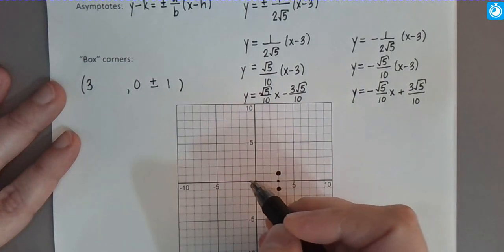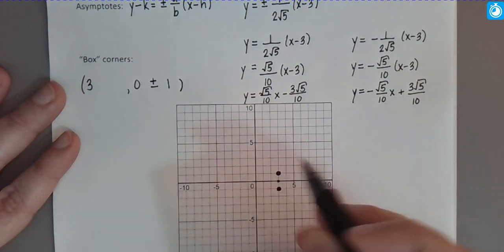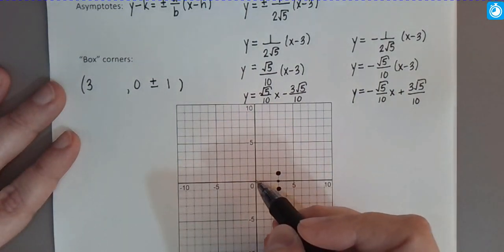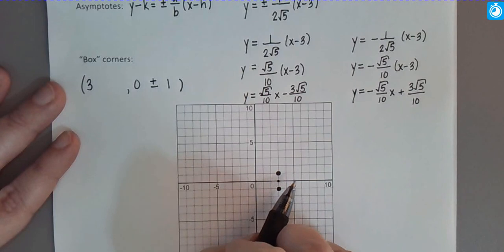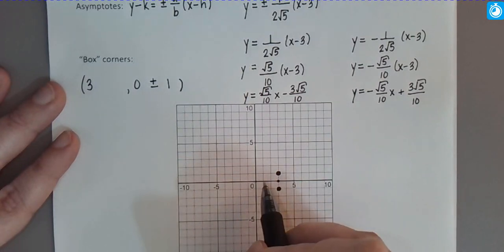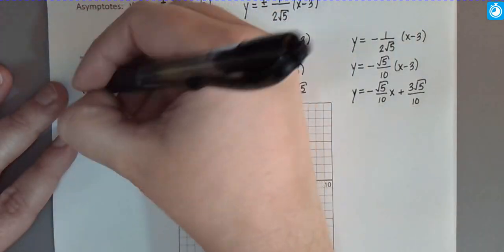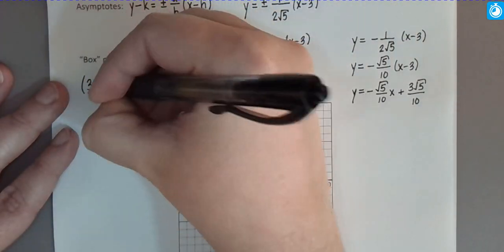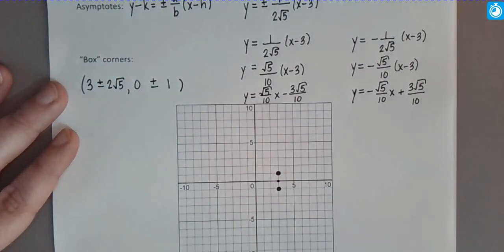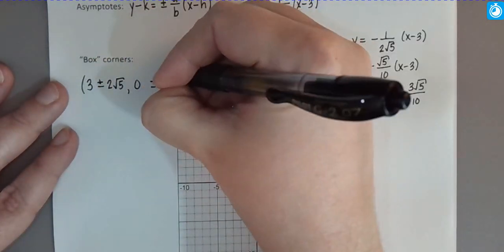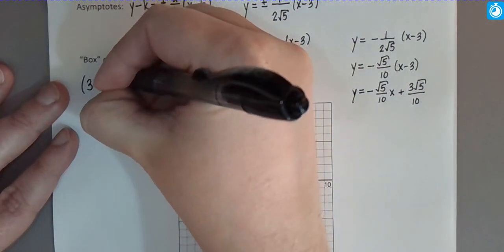Now horizontally, to get to a corner, we have to move b units. So traveling horizontally, we're going to move b units, which is going to be 2 root 5. We'll move 2 root 5 in the positive direction. We'll move 2 root 5 in the negative direction. So our corners are going to be 3 plus or minus 2 root 5. So again, this is our A, this is our B.